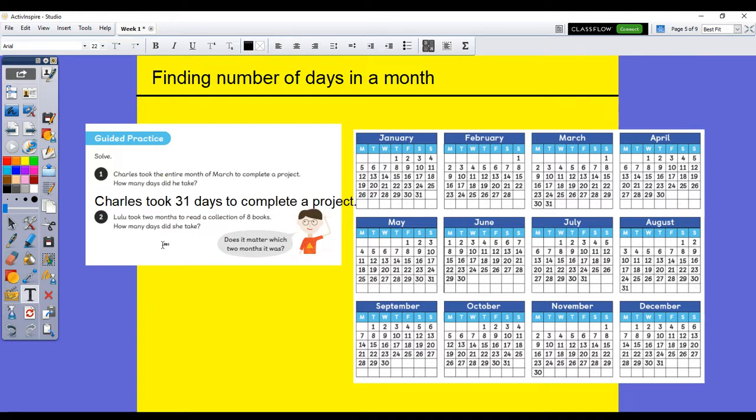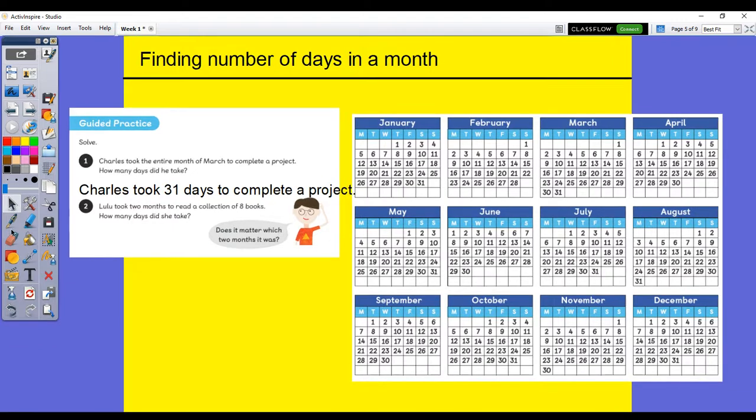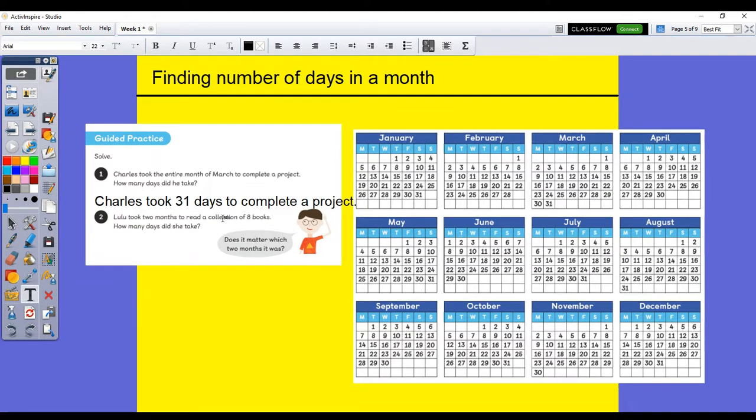Okay, so Lulu took 2 months to read a collection of 8 books. How many days did she take? So this is a funny question because we might have a variety of answers. It all depends on what 2 months you choose to use. So if we use January and February, for example, our calculation would be 31 days plus 28 days. Well, this year would be 29 days actually, wouldn't it? Because it's a leap year this year.